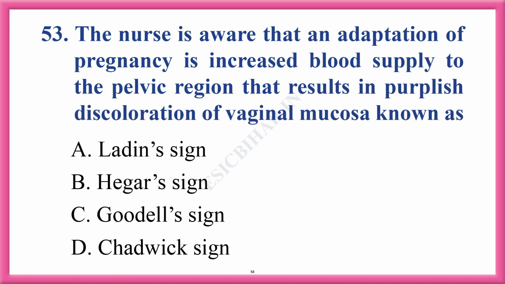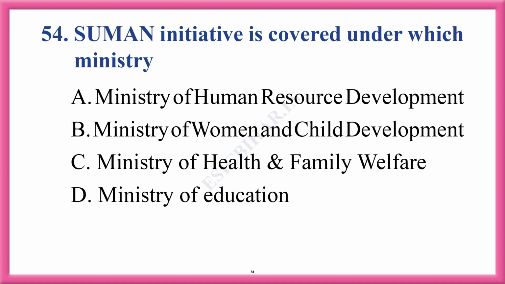Question 53. The nurse is aware that an adaptation of pregnancy is increased blood supply to the pelvic region that results in purplish discoloration of vaginal mucosa known as A. Ladin sign, B. Hegar sign, C. Goodell sign, D. Chadwick sign. And the answer is D. Chadwick sign.